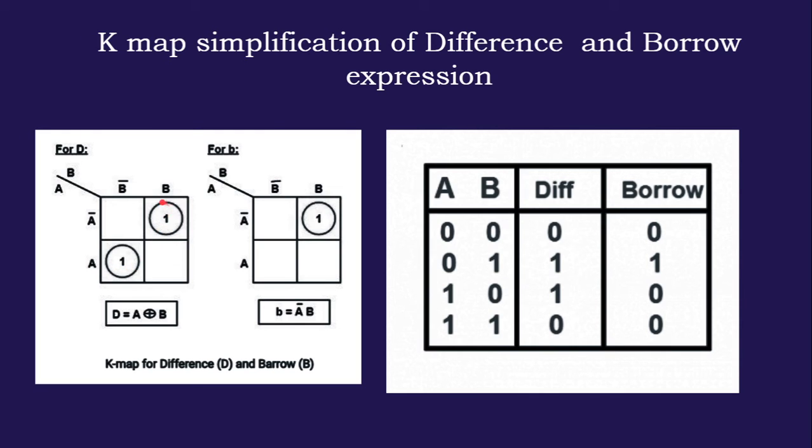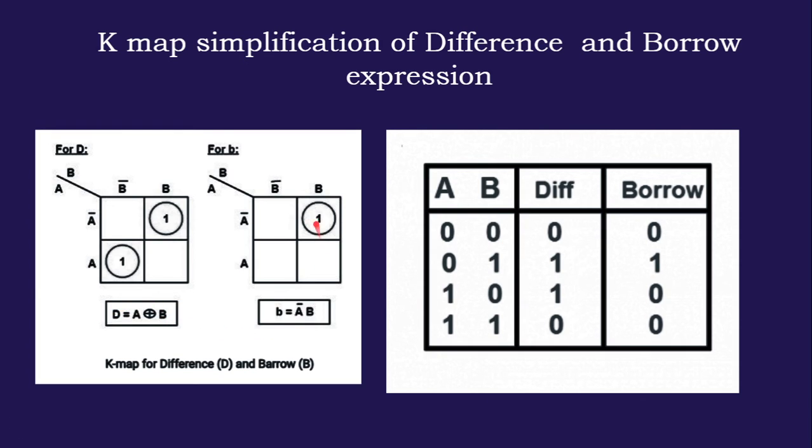So what is the equation for this position? A bar into B. This is the singlet A bar into B, and for the other singlet we have A into B bar. So summing up, we have A bar B plus A B bar. This is the expression for the XOR gate. So we can simply write D is equal to A XOR B.